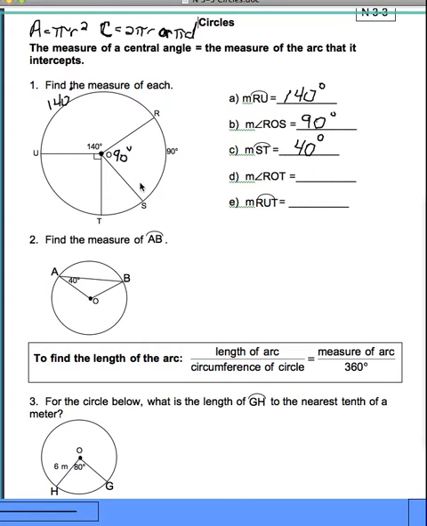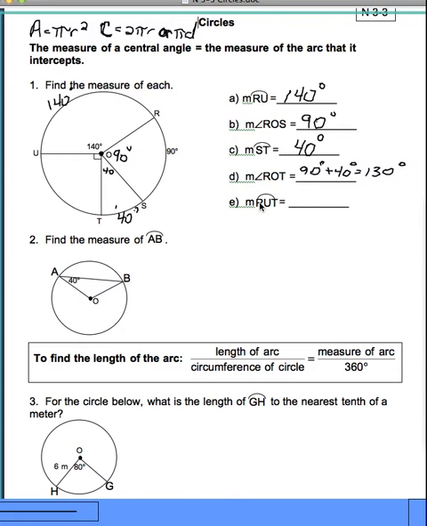Okay. Now the measure of angle ROT. Well, we don't know this one, but we know that arc ST is 40 degrees, so this angle must be 40 degrees. And so our angle ROT is 90 plus 40, or 130 degrees.